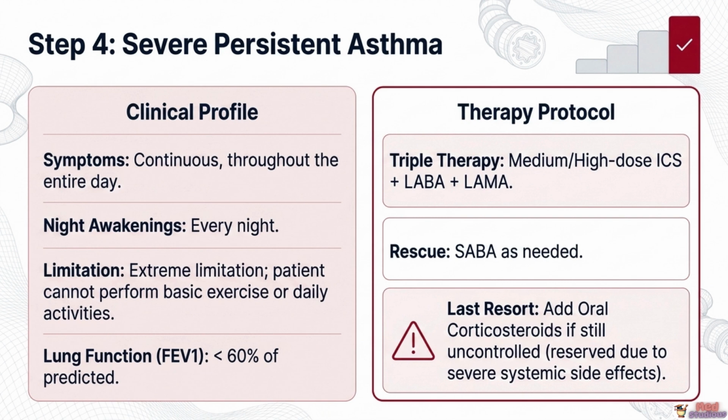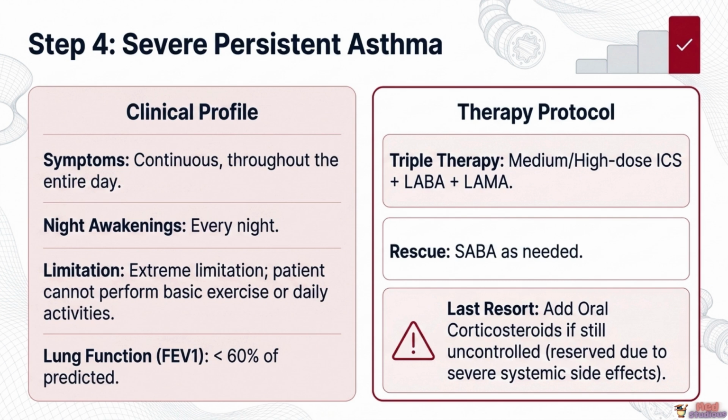The patient is extremely limited, unable to perform basic exercise or routine daily activities. And FEV1 has dropped below 60% of predicted, indicating severe persistent airflow limitation. Management at this step requires triple therapy: a medium to high-dose inhaled corticosteroid combined with a long-acting beta agonist and a long-acting muscarinic antagonist, ICS plus LABA plus LAMA. This triple combination targets all 3 components of airway obstruction simultaneously: inflammation, hyperresponsiveness, and bronchoconstriction. A SABA is still provided for acute breakthrough rescue.